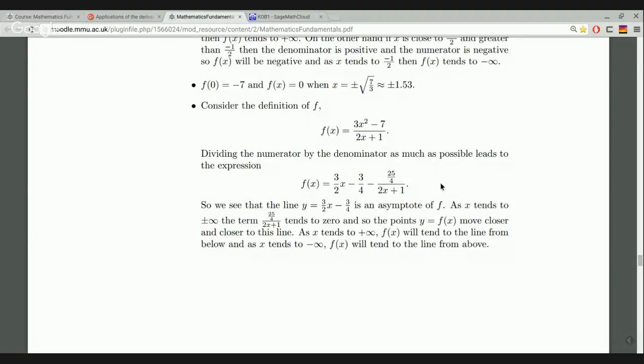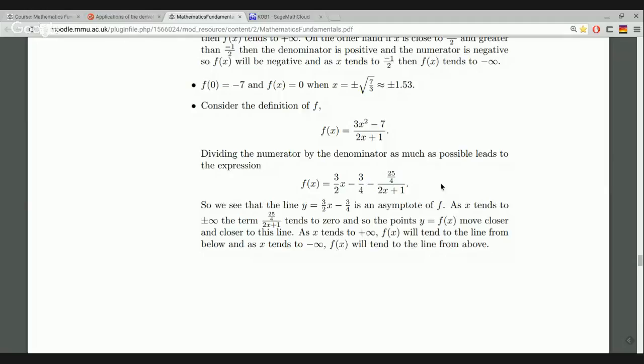of f. Okay. So by doing this, we've been able to identify a straight line, y equals 3 over 2x minus 3/4. And as x gets very large in the positive direction or the negative direction, f gets closer and closer in value to the value provided by this line. So that will have implications for producing our sketch.